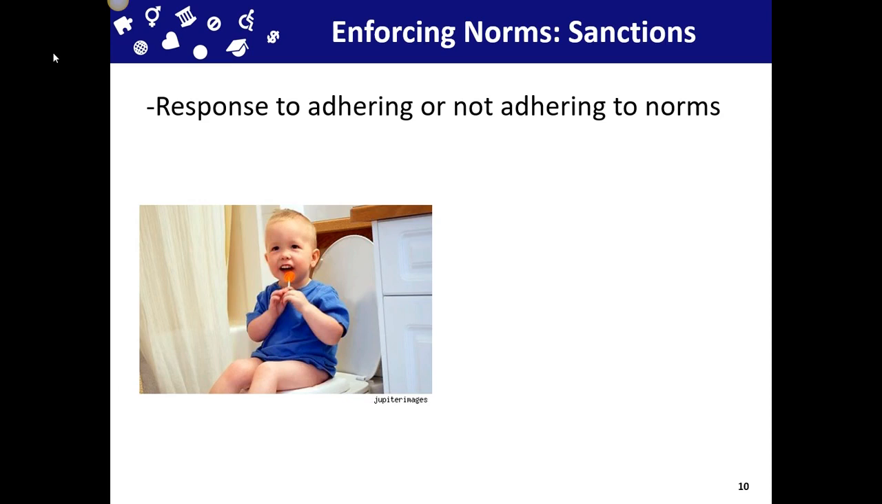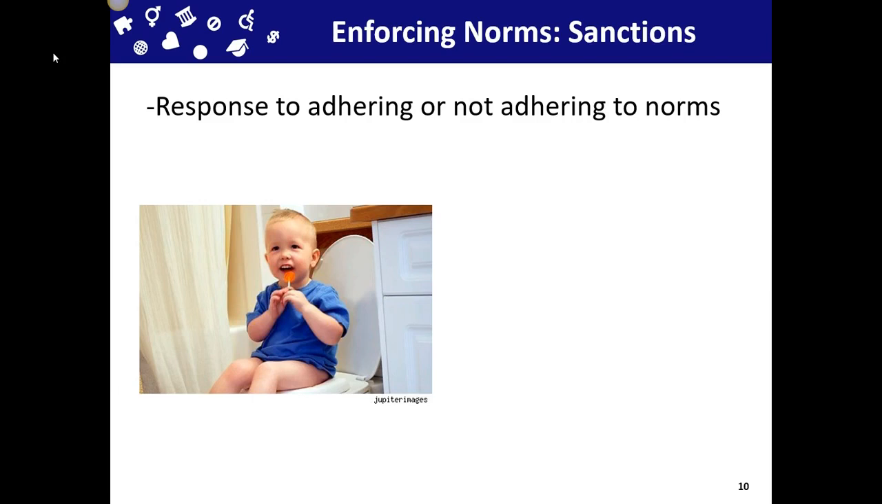Now, it's really important that people behave the way that society expects them to. And the way that our society keeps people in line, maintains social control and social order, is through sanctions, right? Sanctions are a way to enforce norms. Sanctions are responses to adhering or not adhering to norms. So, for example, as a young child, at some point, the people that took care of you taught you how to pee in the potty and not pee in your pants.